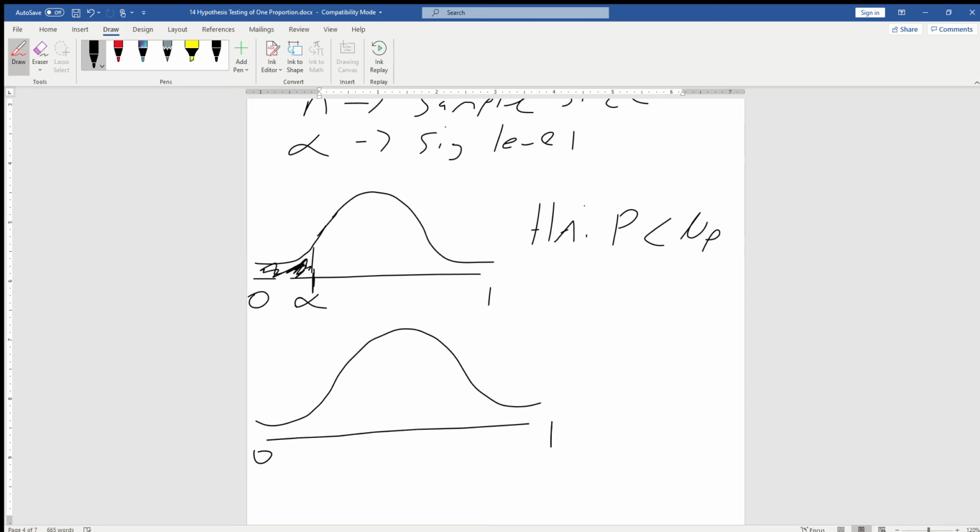The range of values on the distribution is still 0 to 1. The only difference is the exact cutoff point is going to be 1 minus alpha. So this line right here, that's going to be 1 minus alpha, the complement. Similar to a right-tailed test or a greater than problem. This is going to be if the alternative hypothesis is P greater than mu sub P.